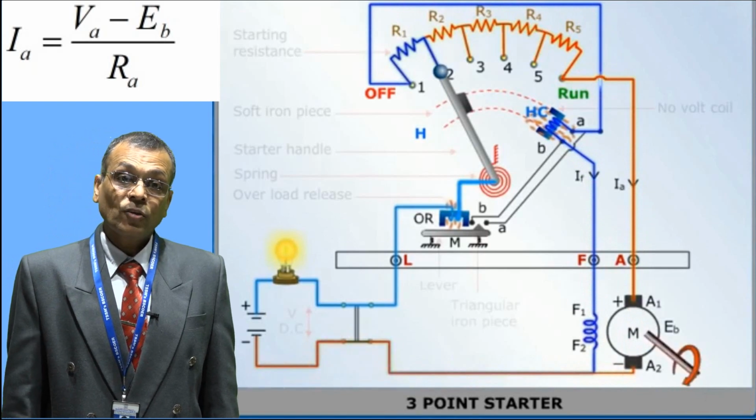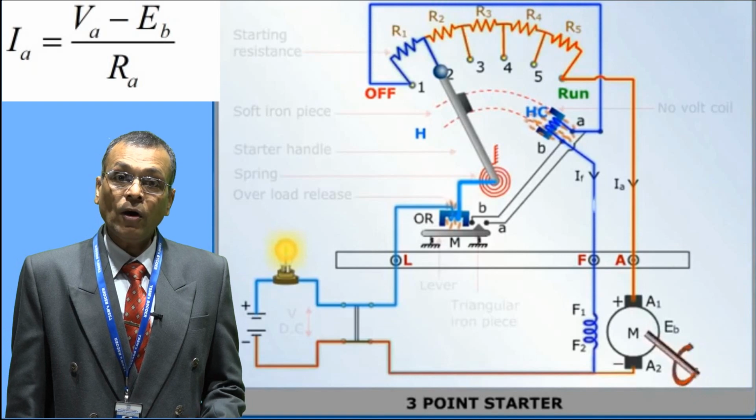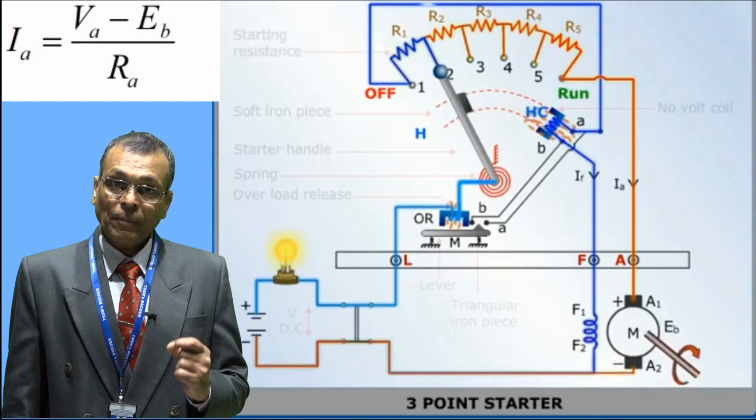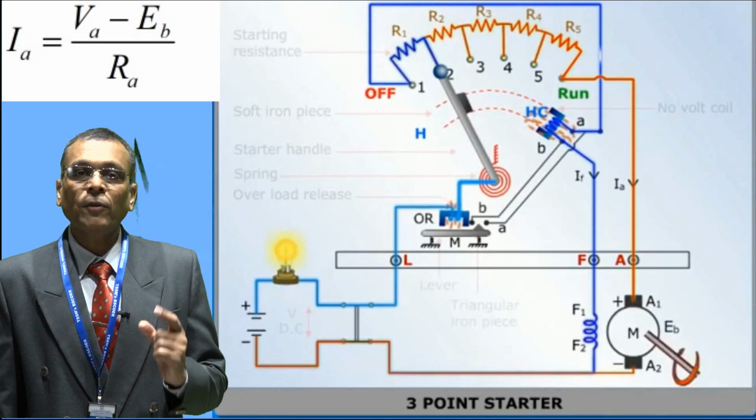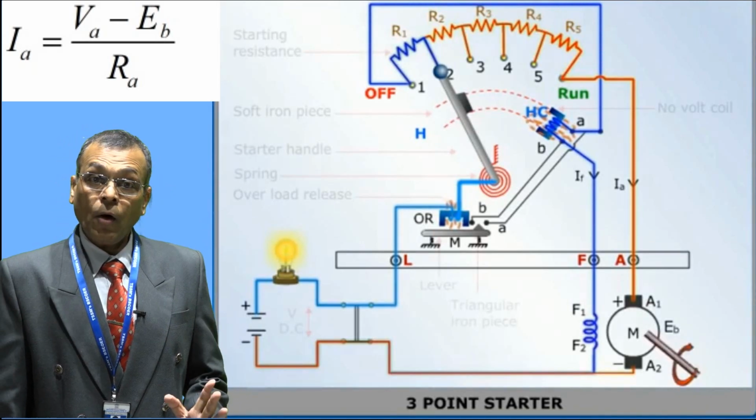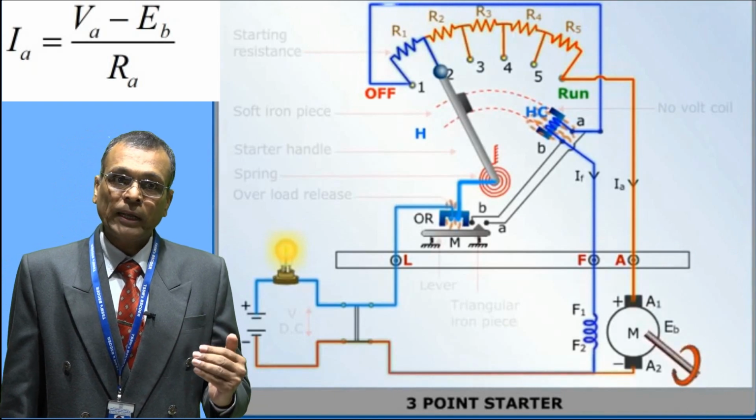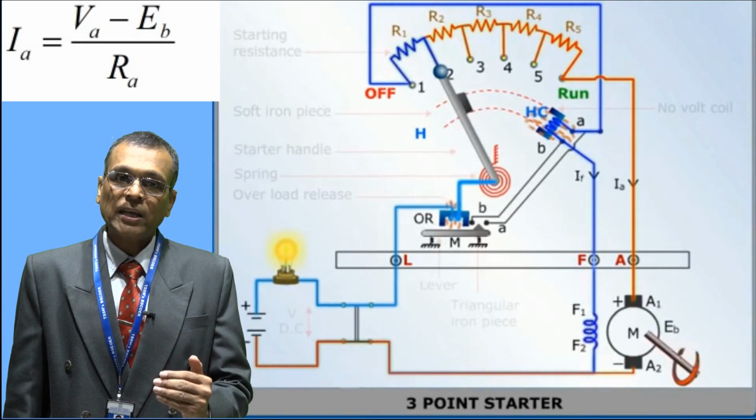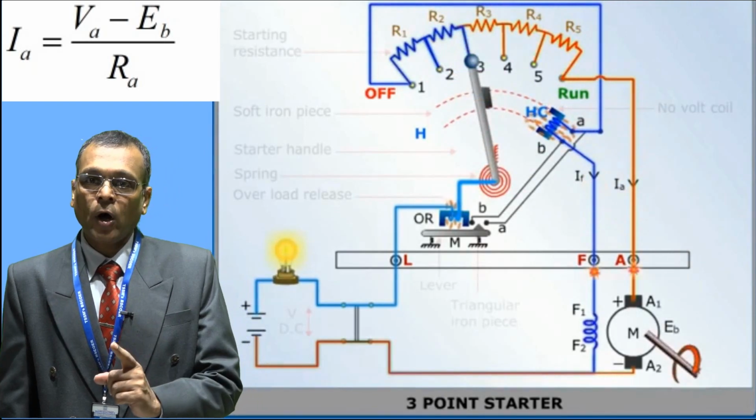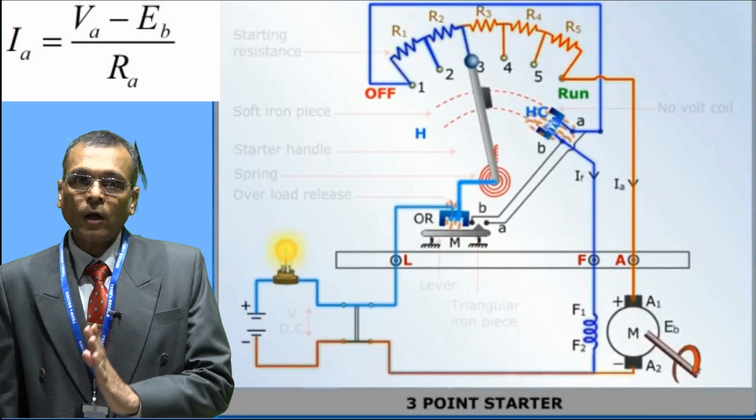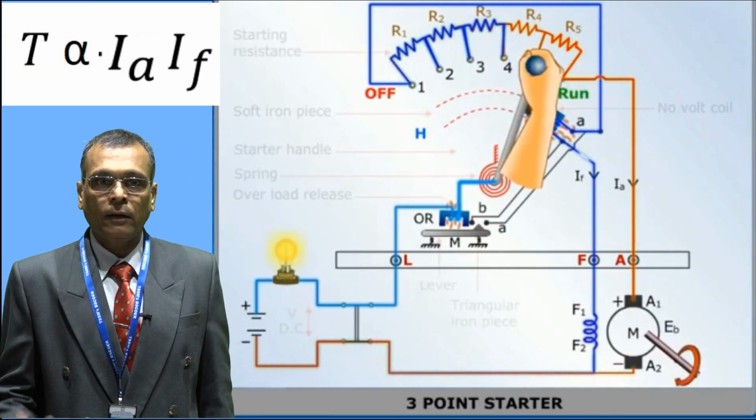So, at start speed is 0, so back EMF is 0, and the value of Ra, that is armature resistance, for shunt motors is usually of the order of 1 ohm. Now, if at start we apply a rated voltage, then the value of armature current will be very large, which results in high torque, as torque is directly proportional to armature current into field current.